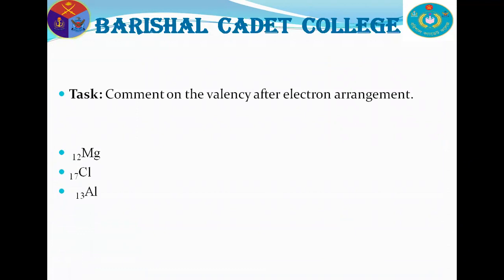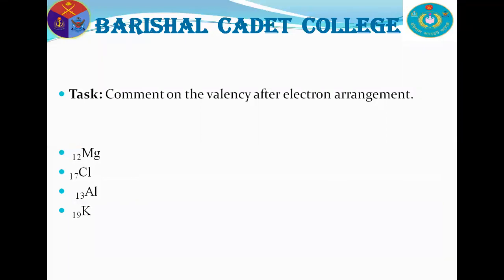So there are some elements which are given. Now think what will be the valency of the elements. In case of magnesium, there are 2 electrons in the outermost energy level, so valency 2 and valence electrons 2. In case of chlorine, there are 7 electrons in the outermost energy level, so valence electrons 7, but it can combine with other univalent elements, so its valency is 1. In case of aluminium, its valency is 3. So these are the valencies after electronic configuration.